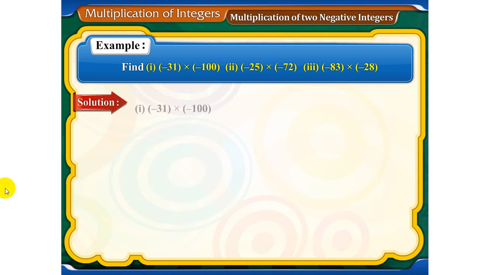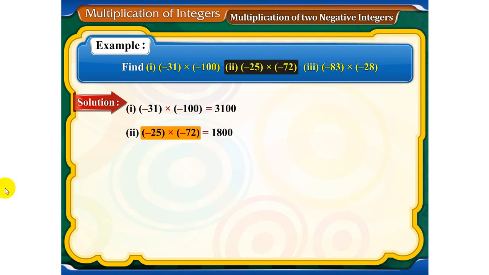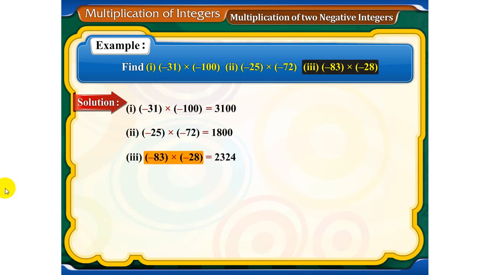Solution. 1. Negative 31 multiplied by negative 100 equals 3100. 2. Negative 25 multiplied by negative 72 equals 1800. 3. Negative 83 multiplied by negative 28 equals 2324.